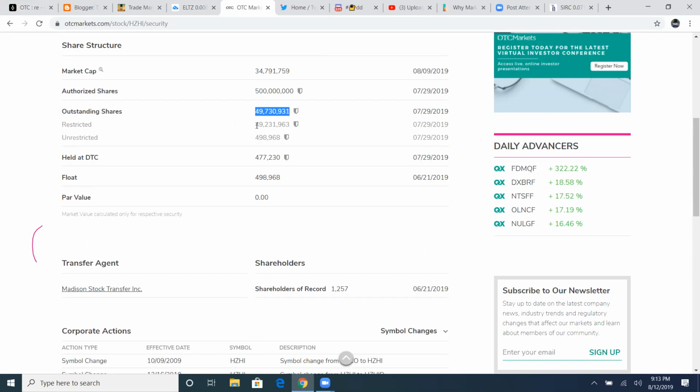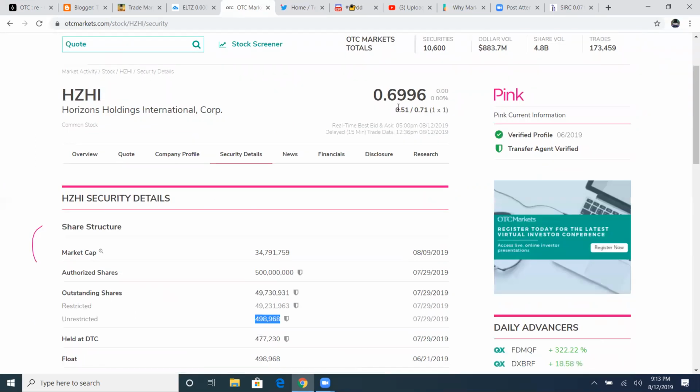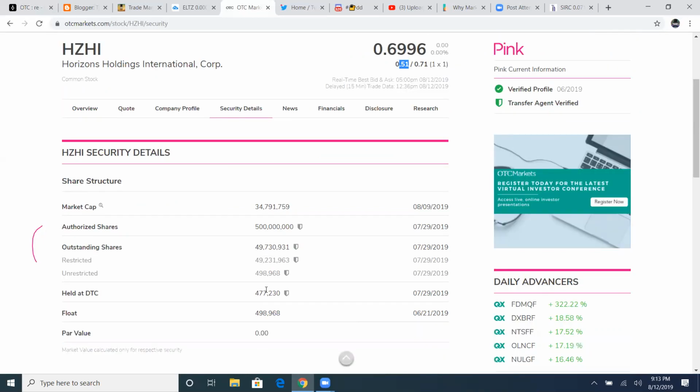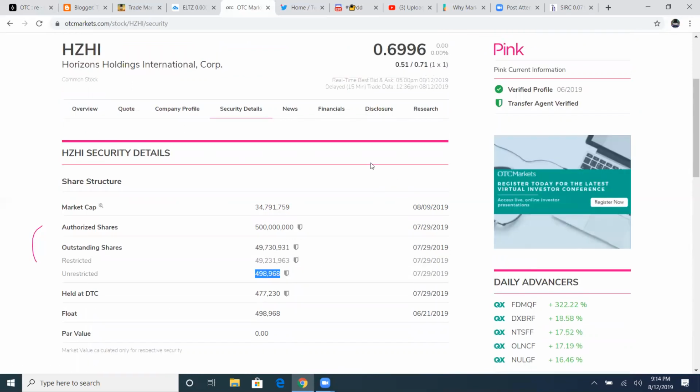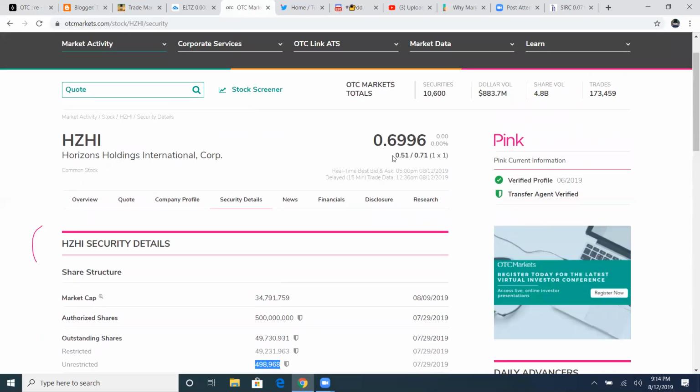And what do you know? There's 49,231,000 restricted, leaving only 498,000 shares to trade publicly. So let's say you slap this crazy thing for 20,000, 50,000, 100,000 shares. You've already got 20%, 25% of the float just like that. It's crazy. Don't take long to own an entire float.